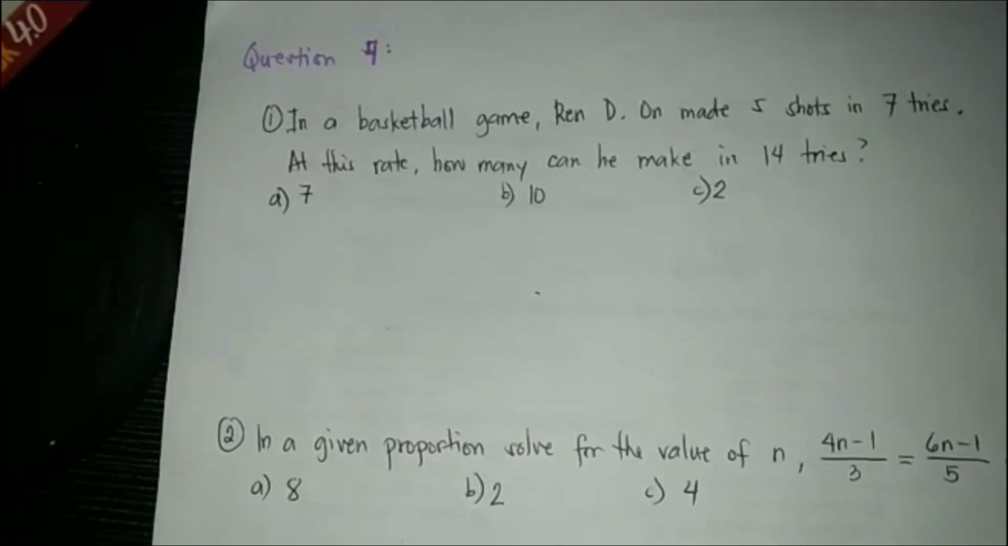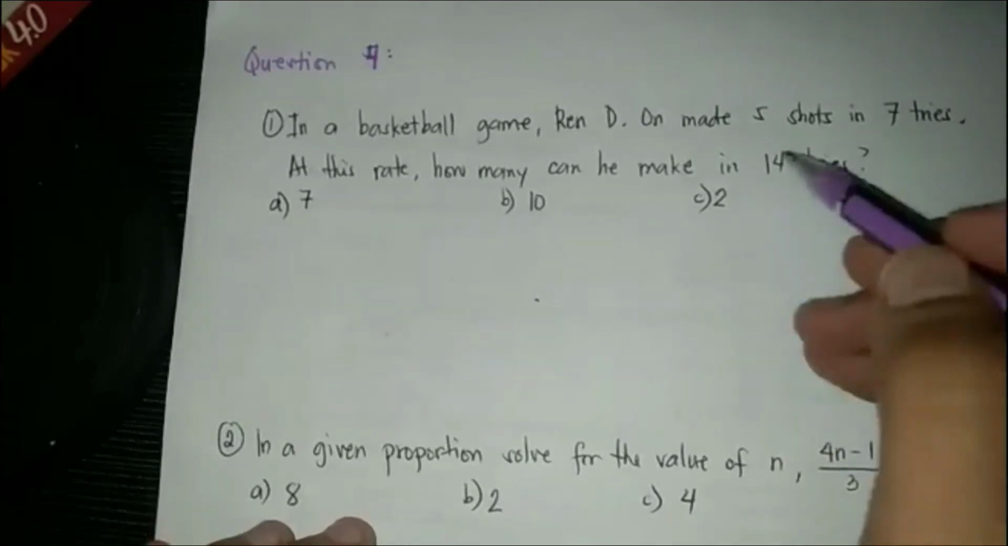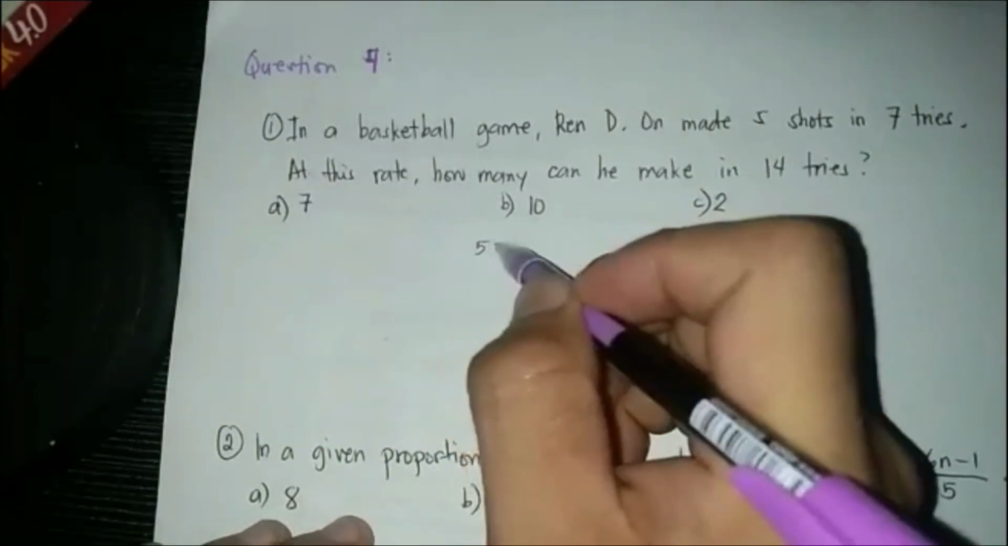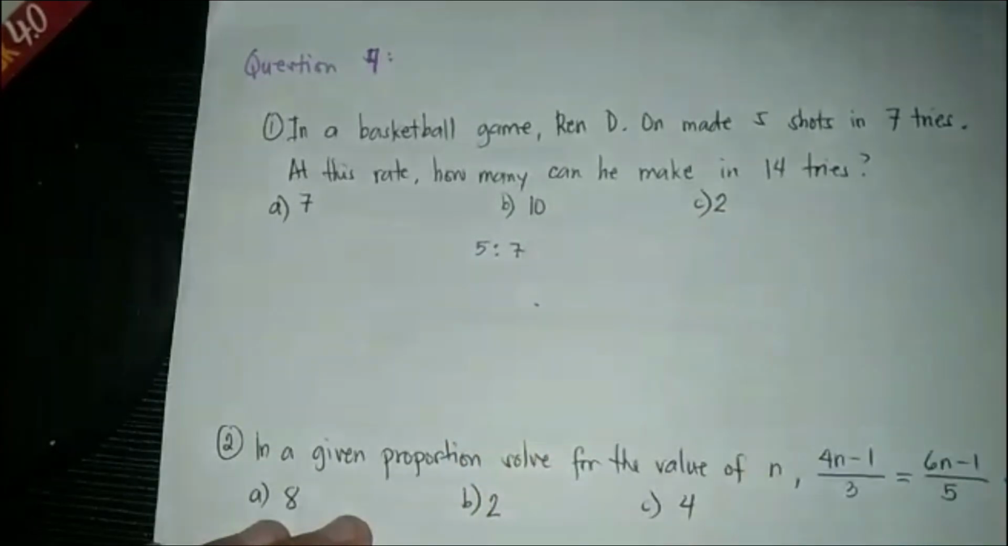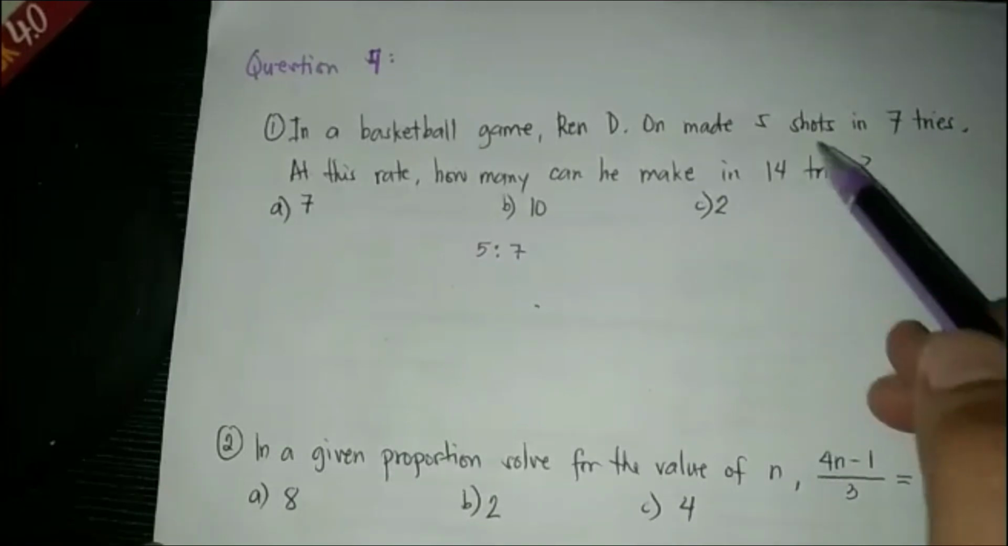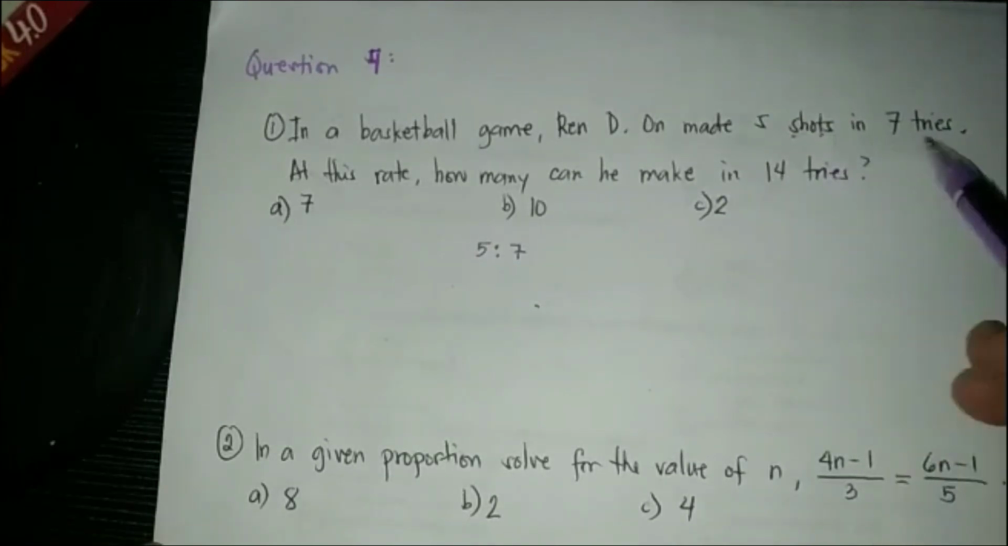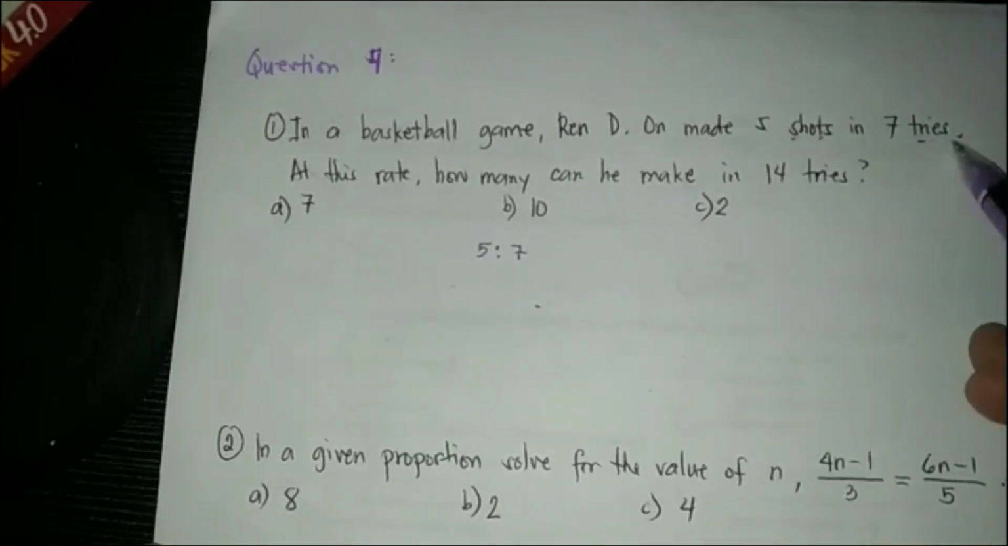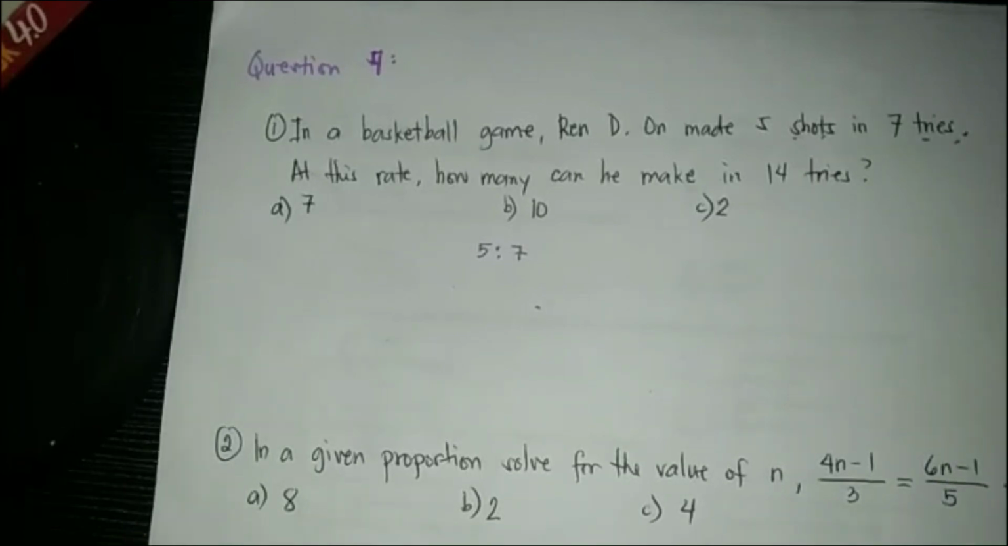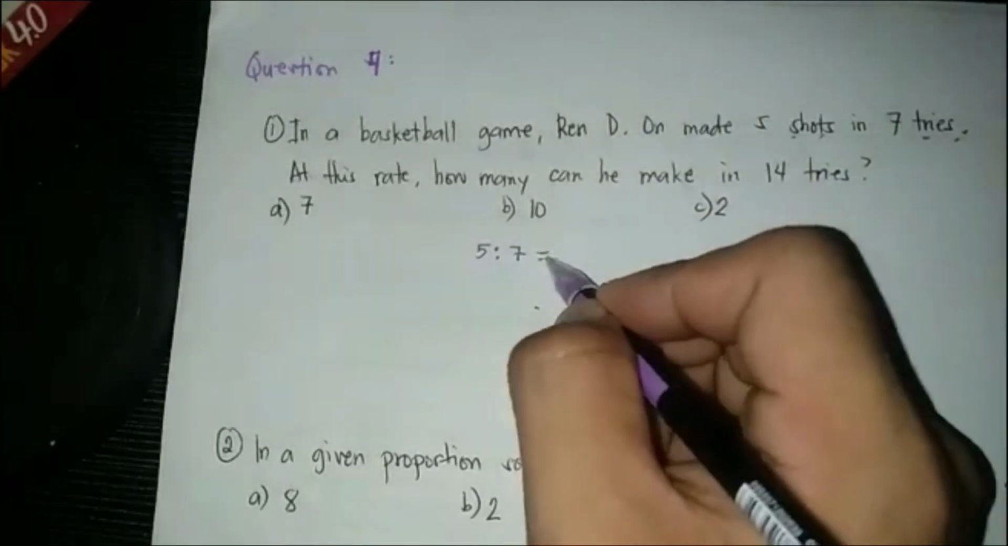Okay, so sa problem, kunin muna natin yung ratios. The first ratio is 5:7. Take note na yung ratios, yung quantities niya are shots is to tries. So ano ba yung second ratio? Okay, equals.